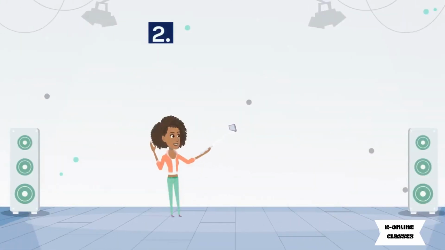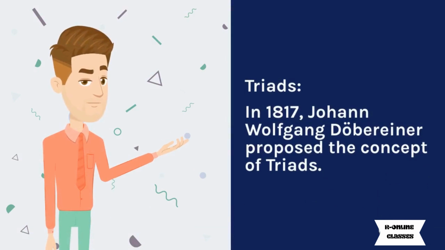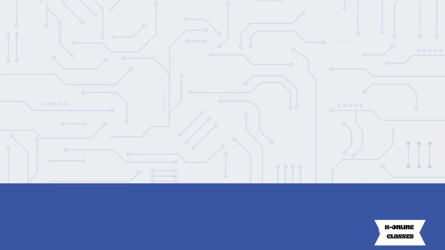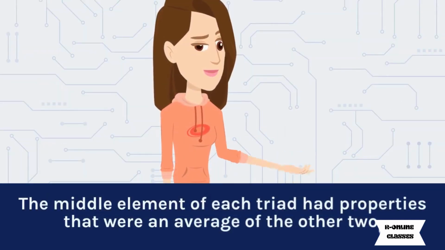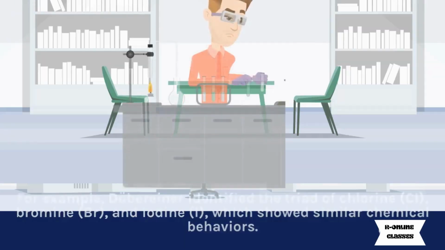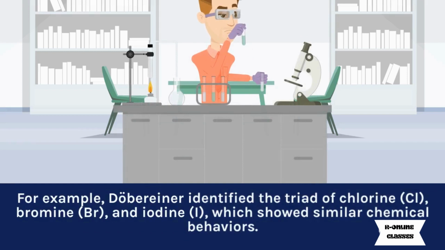2. Triads. In 1817, Johann Wolfgang Dobereiner proposed the concept of triads. According to this concept, elements with similar chemical properties could be grouped in sets of 3. The middle element of each triad had properties that were an average of the other 2. For example, Dobereiner identified the triad of chlorine, Cl, bromine, Br, and iodine, I, which showed similar chemical behaviors.